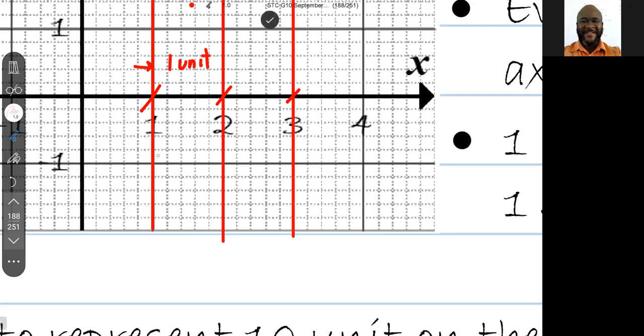Now, the question is, how much is each of the little divisions representing? That is the important thing. We want to know how much these minor divisions represent. To find that out, here's what we're going to do. Remember, 1 centimeter here, 1 centimeter.